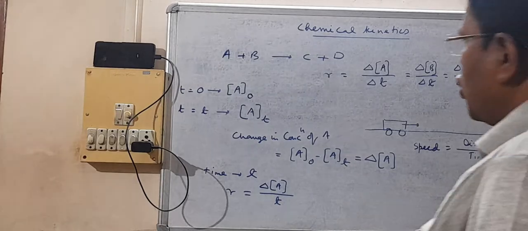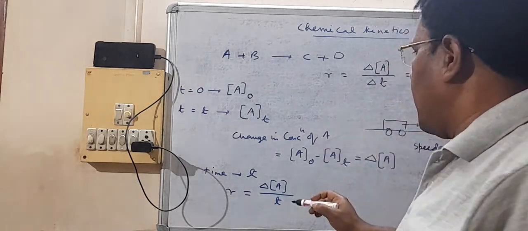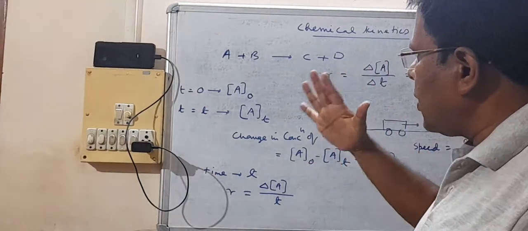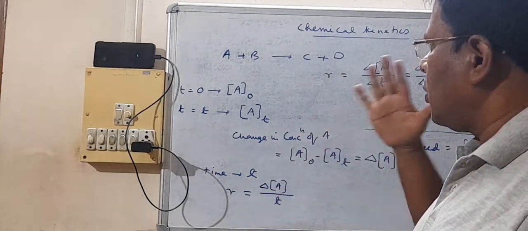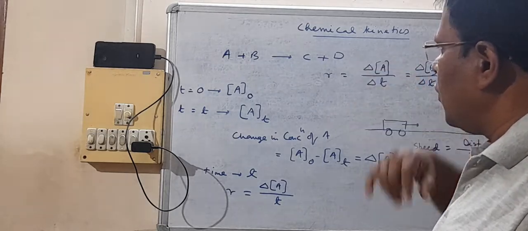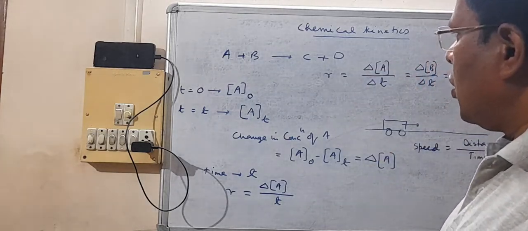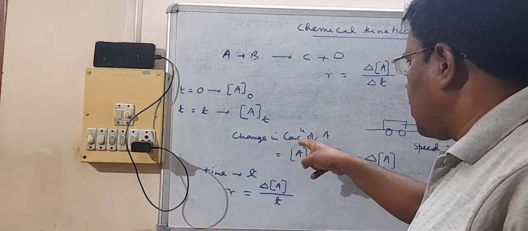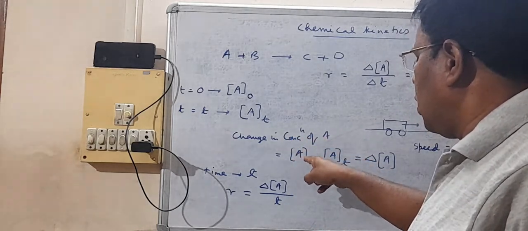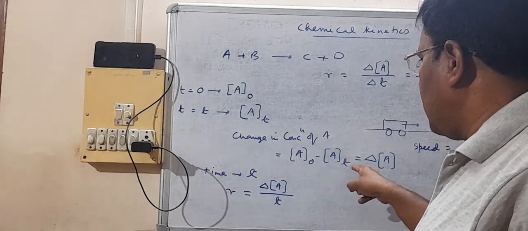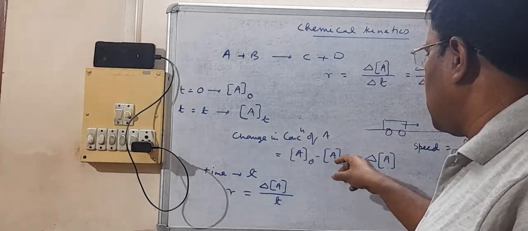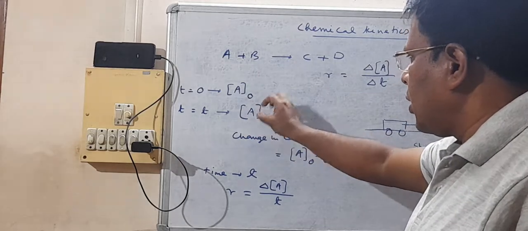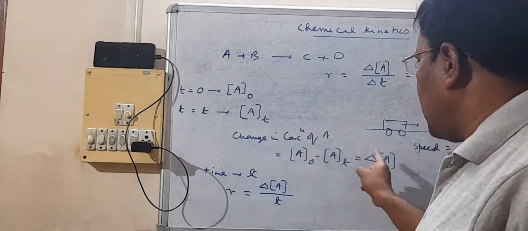Now, change we always measure as final minus initial. Though here I have done A naught minus [A]t, why have I done A naught minus [A]t? Because here A naught is greater than [A]t. That's why I have done it like this.